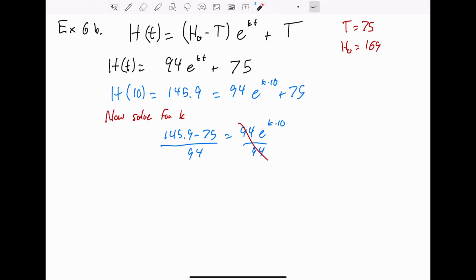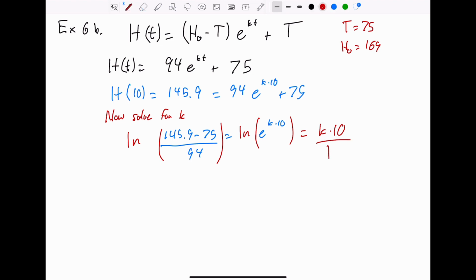And then to solve for k, I want to take the natural log of both sides. So I'm going to take the natural log of both sides, and this stuff cancels. So I've got the natural log of e to the k times 10, and the natural log and the e cancel. So I have k times 10 left over here. And now I'm going to divide both sides by 10 to get the value of k. So these 10s cancel, and I get the value for k.